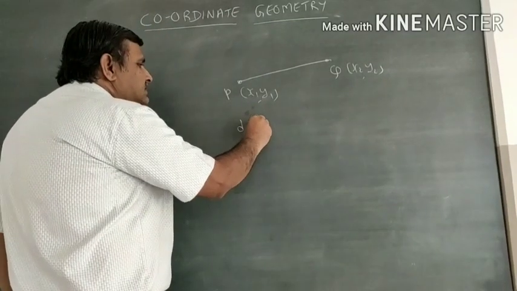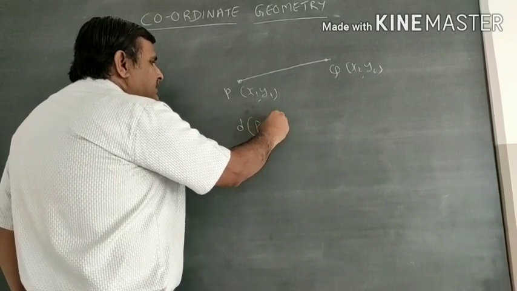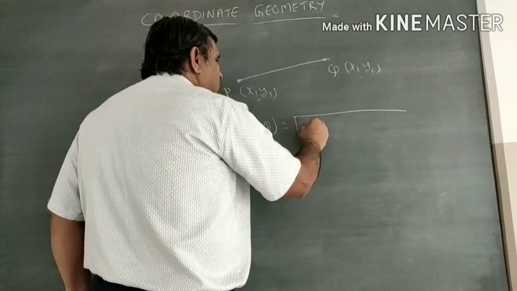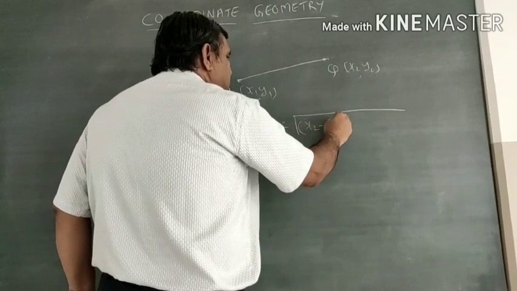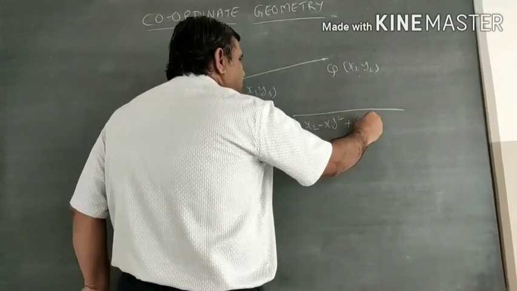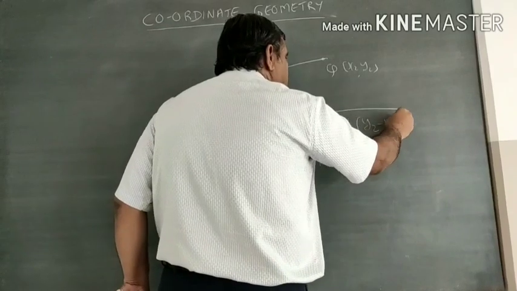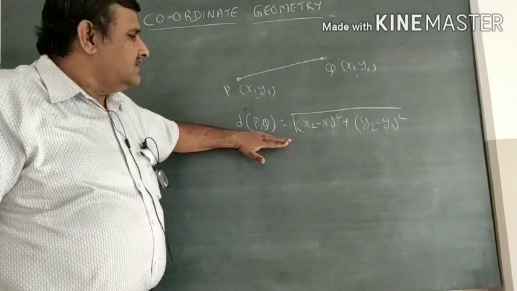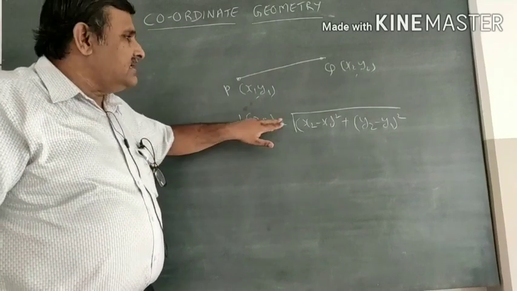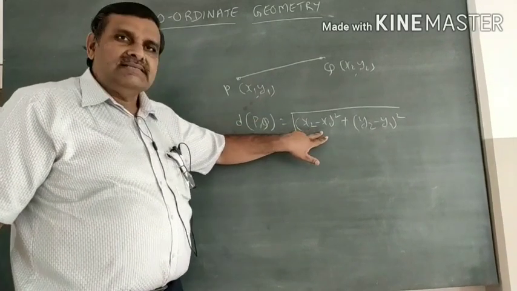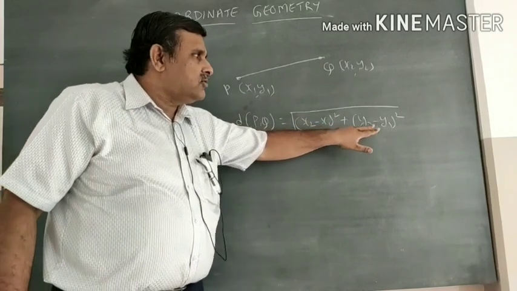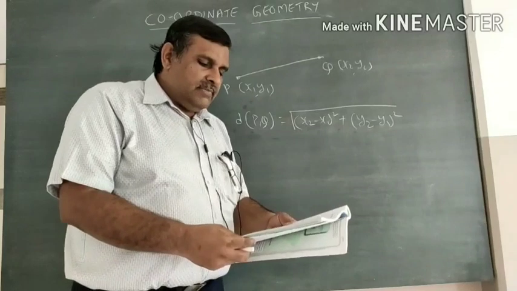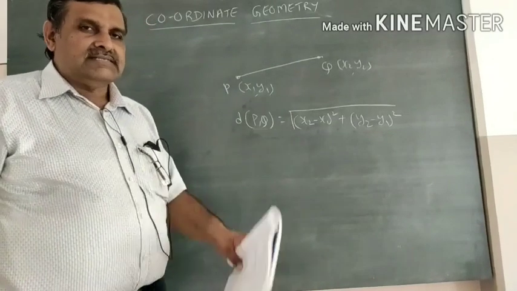We can write here like this: distance between the points PQ is equal to under root x2 minus x1 square plus y2 minus y1 whole square. So remember this formula, बहुत simple formula है. Distance between points PQ is under root x2 minus x1 whole square plus y2 minus y1 whole square. Now based on this formula, we shall start practice set 5.1.